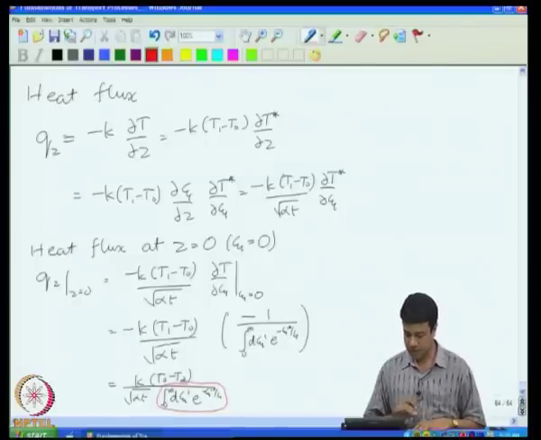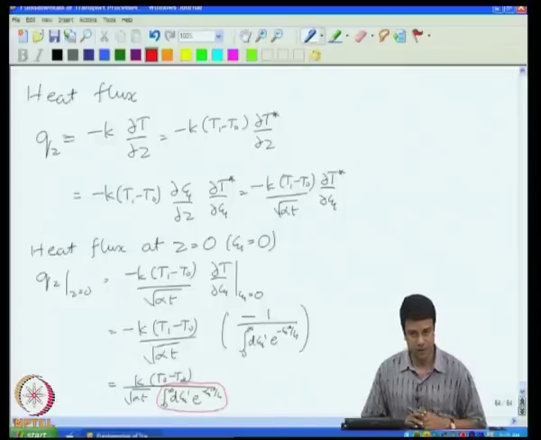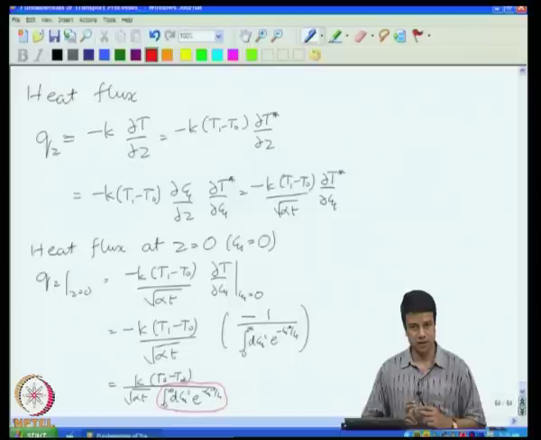So, I am getting the heat flux decreasing with time as 1 over square root of t. The penetration depth increases, and the heat flux is the gradient of the temperature. It will go approximately as the temperature divided by the penetration depth. As the penetration depth increases, the heat flux decreases as 1 over square root of t in this particular problem.